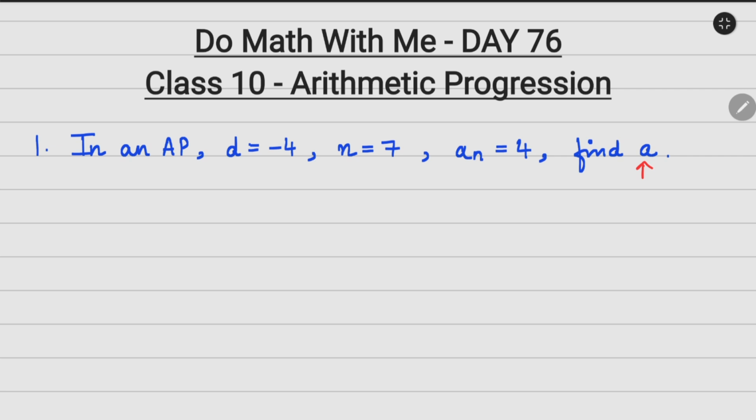So let me write it here. A is the first term of an arithmetic sequence or an arithmetic progression. An stands for the last term or the nth term. N refers to the number of terms. And D refers to the difference between any two consecutive terms. So it's called the common difference.